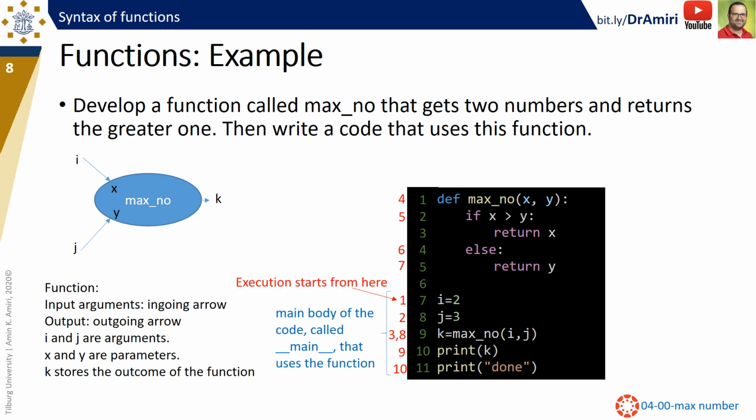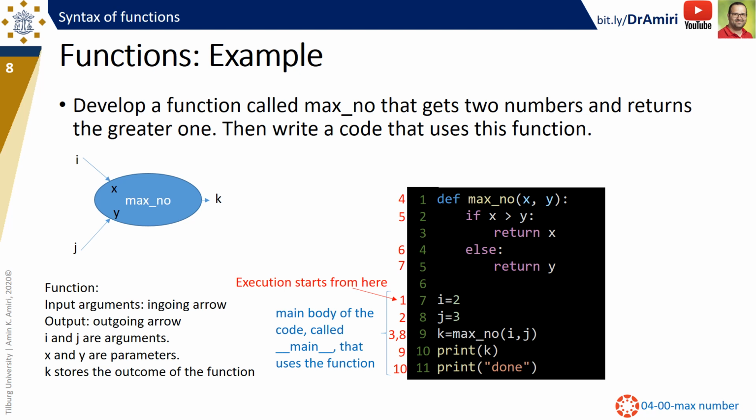Max NO is in a way removed and 3 is placed in place of max NO. So K is equal to 3. A new variable called K is created in the RAM and 3 is stored there. After that, K is printed in line 10 and in line 11, done is printed.